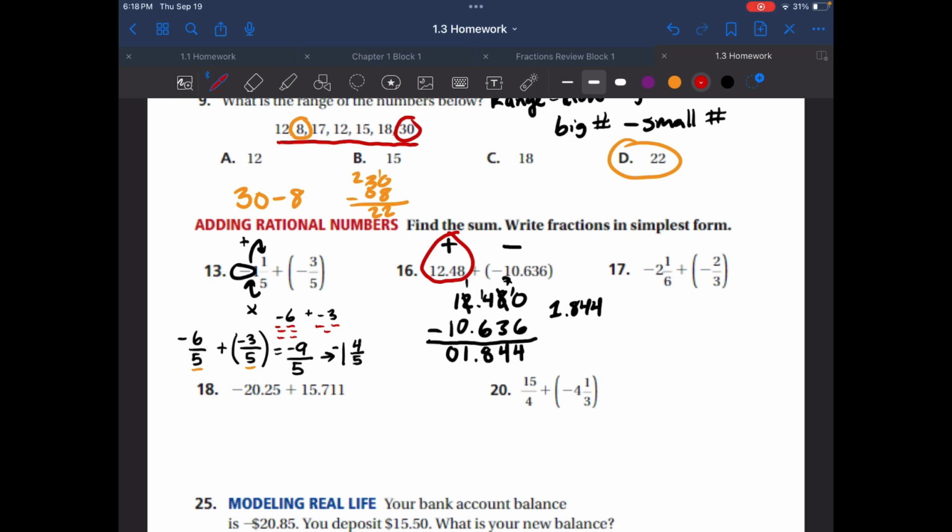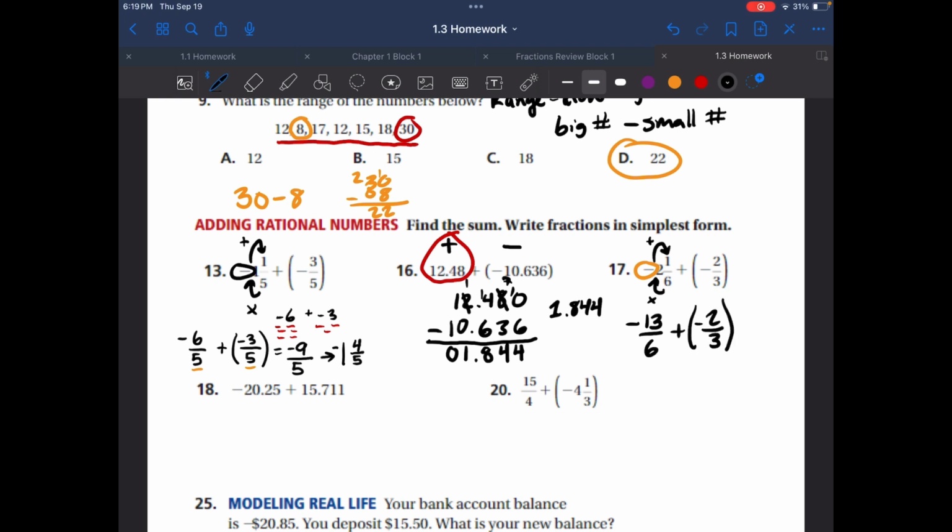Okay. Moving on to number 17, I've got two fractions. One of them happens to be a mixed number here. When I start this, I like to make sure my mixed fraction is put into an improper right away. 6 times 2 is 12, plus 1 is 13. My denominator remains the same. There's a negative out front, so make sure that you have a negative there as well. I'm adding negative 2/3 to it.